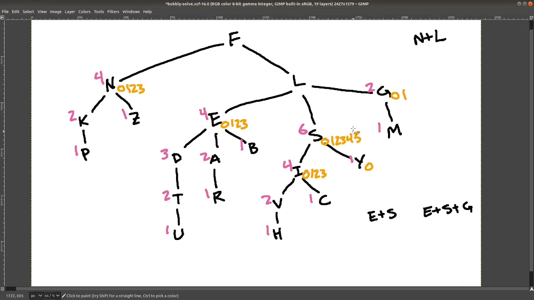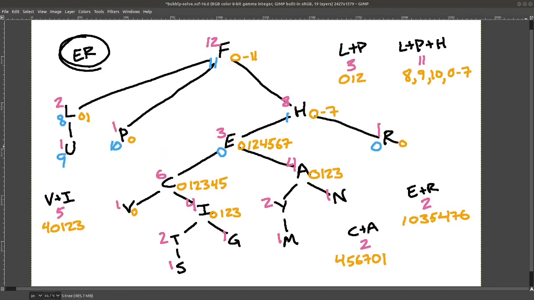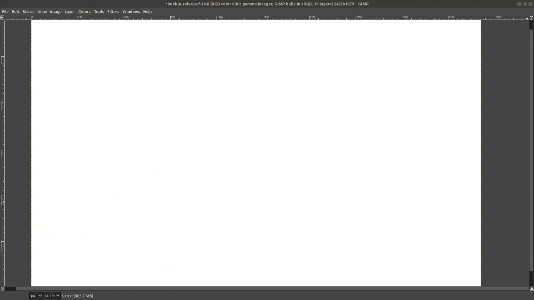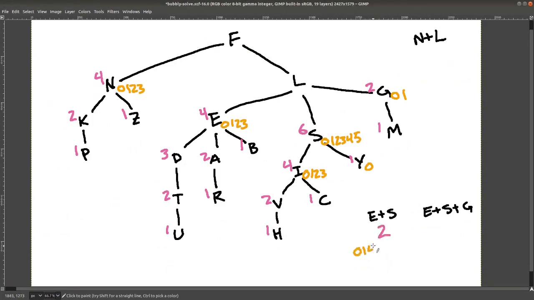E plus S, didn't we do this one before? 4 with a 6. Yeah, here it is. Okay. Yeah, so we've done this. So we know that when you combine a 6 with 0 through 5 and 4 with 0 through 3, C plus A. Here we go. So the pink number's 2, and then 0, 1, 4, 5, 6, 7 for the orange numbers. 0, 1. All right, great. Now let's add in G.